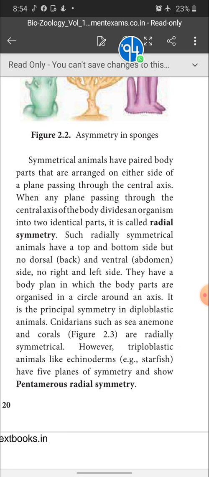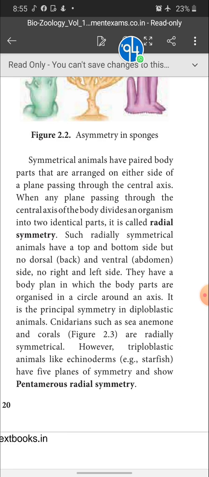It is the principal symmetry in diploblastic animals. Cnidarians such as sea anemones and corals are radially symmetrical. However, triploblastic animals like echinoderms have five planes of symmetry, and so pentamerous radial symmetry. So what is pentamerous radial symmetry? See, echinoderms are triploblastic animals. They have five arms. So it is called pentamerous radial symmetry, right?